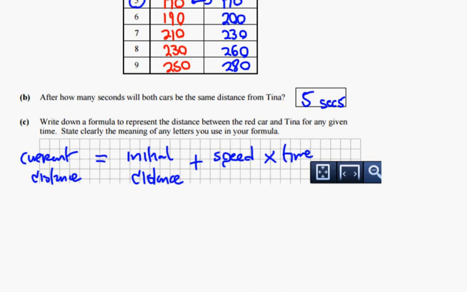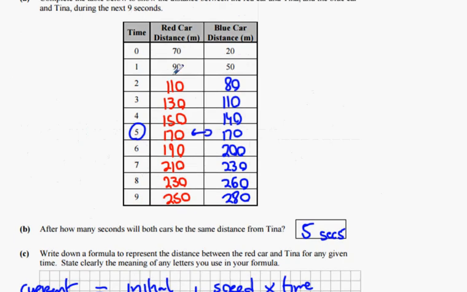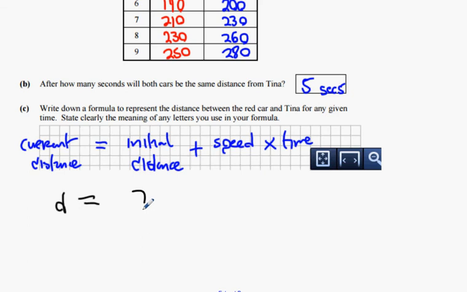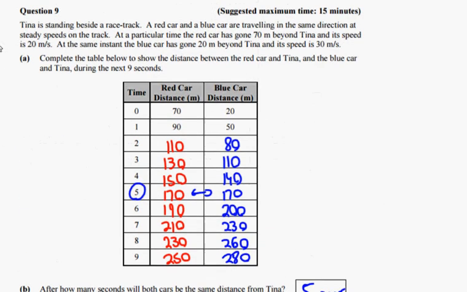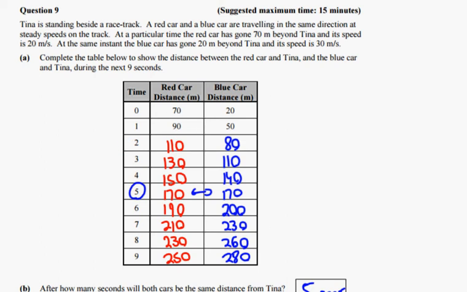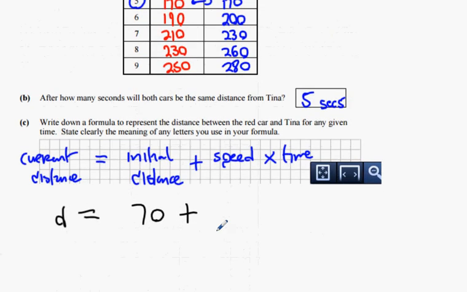Okay, so if you look at this, our current distance, we'll call it D. Our initial distance is 70 meters. Our speed, how fast are we going in the red car? We're going 20. And let our time be T.